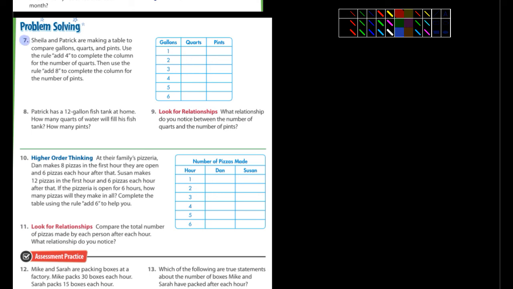Patrick has a 12-gallon fish tank at home. How many quarts of water will fill his fish tank? And then how many pints? Okay, so you're going to have to definitely go back to that chapter. Number 9, what relationship do you notice between the number of quarts and the number of pints? All right, I think you could do that one.